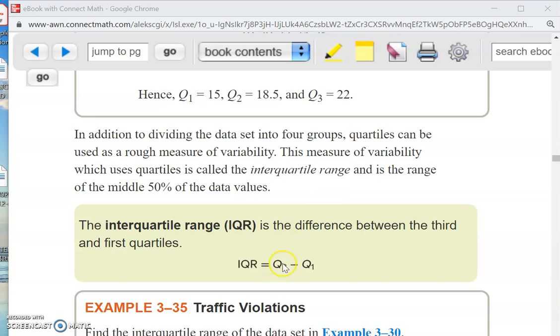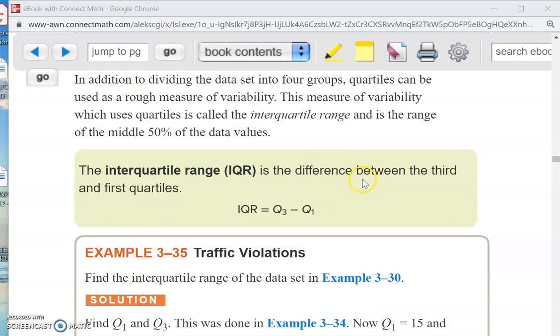But another use for this is that quartiles can be used as a rough measure of variability, okay? It's called the interquartile range. So inter means between, right? So the between quartile range is the range of the middle 50% of the data values. Now, IQR, interquartile range, is the difference between the third and the first quartiles.